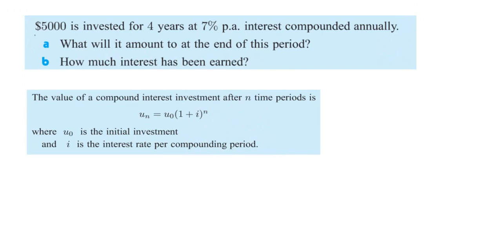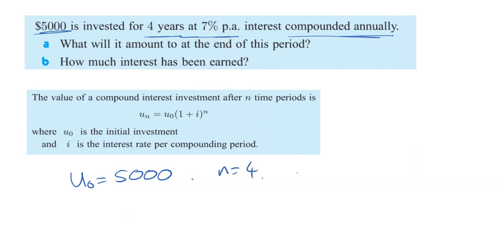Right, we've got $5,000 invested for 4 years at 7% per year, and we are compounding that annually. All right, so let's jump in. Now, you can see that U0 is the initial investment, and clearly that is $5,000. Now, how many compounding periods do we have? Well, it's compounded every year, and the interest rate is per year as well. So this makes it nice and simple. We've got over 4 years. That means n is going to be 4. And if we've got a 7% interest rate, then I is 0.07.